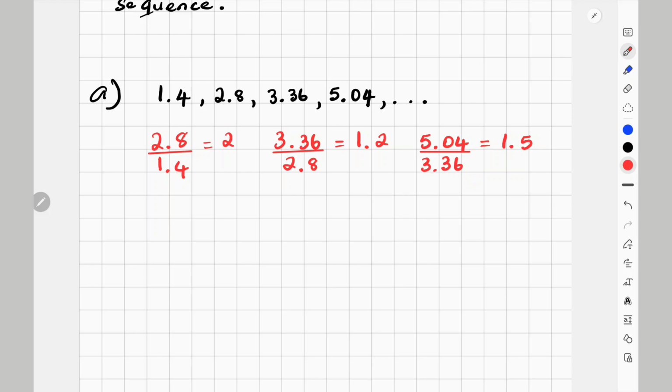Notice here that the ratio between the consecutive terms is not constant. Now, because the ratio between the consecutive terms is not constant, we know that this sequence is not a geometric sequence.